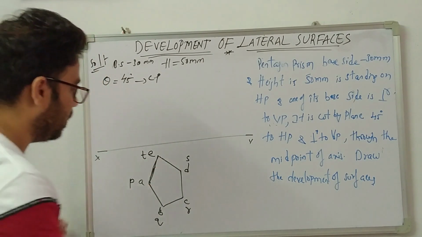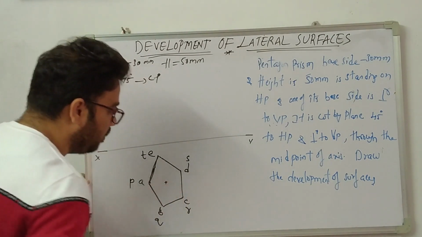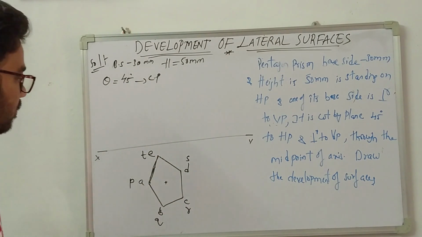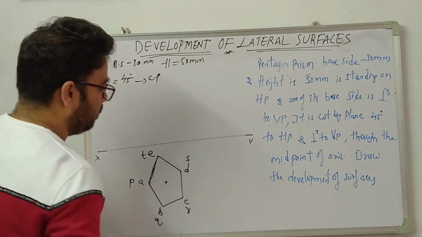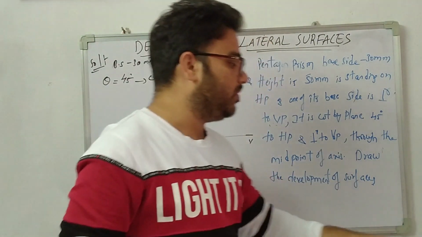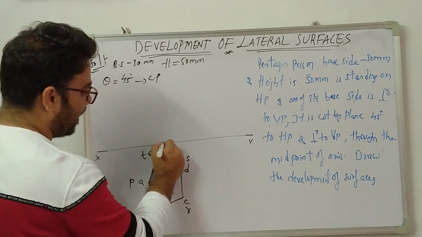Here in this pentagon, we have one midpoint also. You already know how to find the midpoint, so I am not explaining again. Simply draw two perpendicular lines, you will get the midpoint from the base sides. So this is the midpoint. Now the height is given, how much? 50 mm. Now from the midpoint onwards draw an axis line.